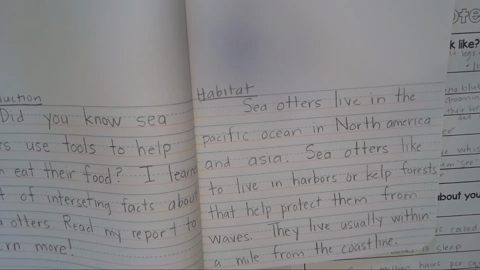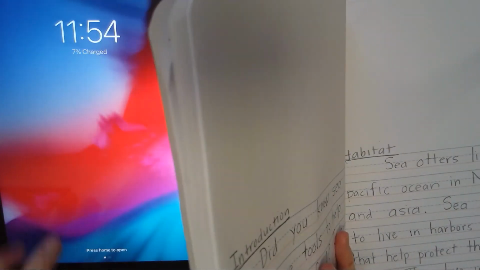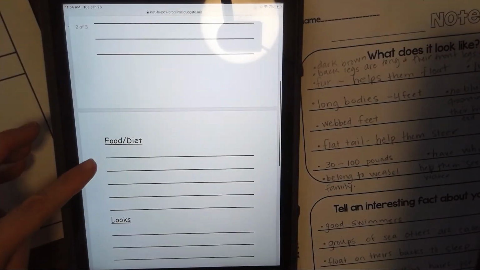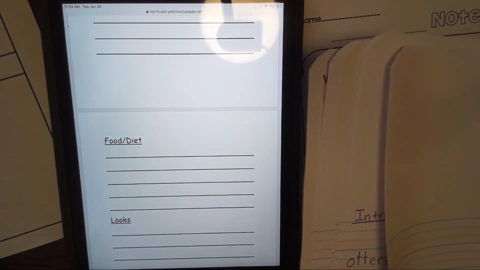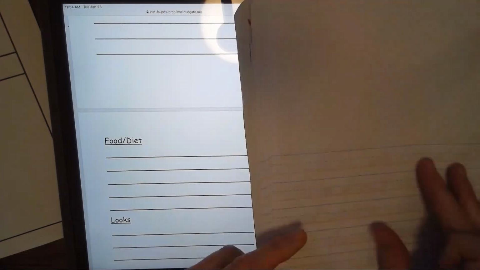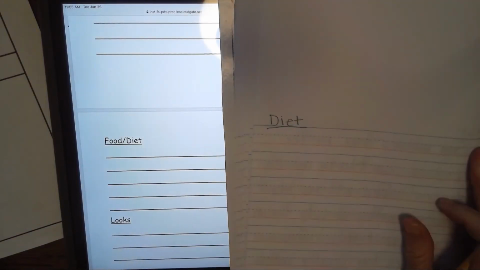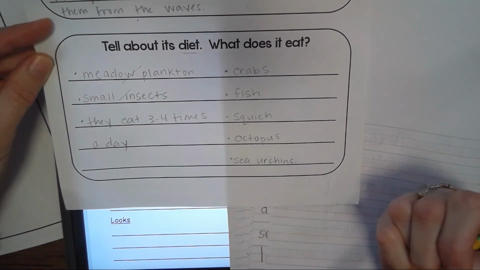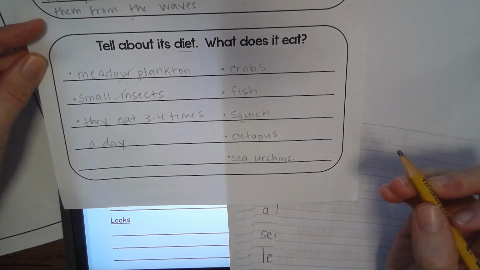The next part would be about diet. So if you scroll up on your iPad, your next section would be diet here. Since I'm working in my notebook at home, I'm just going to write that next section on my next page. And again, I'll refer to my notes and what I wrote down about what they ate and just turn it into a sentence. Something like sea otters eat crabs, fish, squid, octopus.